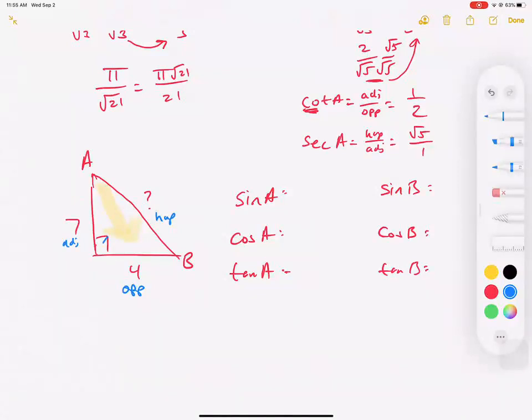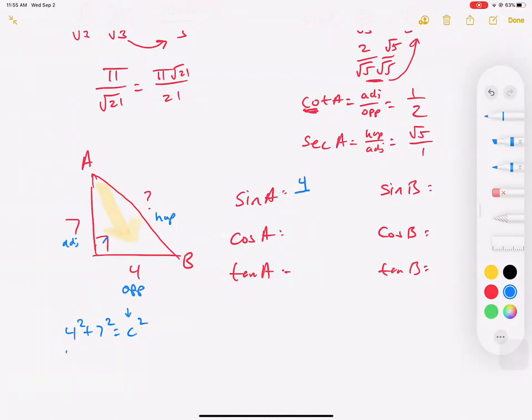Now, okay, let's do it. We need opposite, which is 4. Hypotenuse, I have no clue. But since this is a right triangle, thank you, Mr. Pythagoras, we can use the Pythagorean Theorem. So we say 4 squared plus 7 squared equals the hypotenuse squared. Make sure the only side that matters is the hypotenuse. Remember, the hypotenuse has to be by itself.